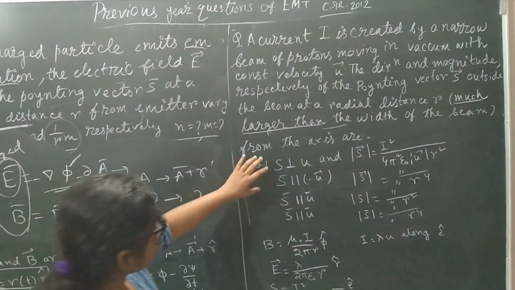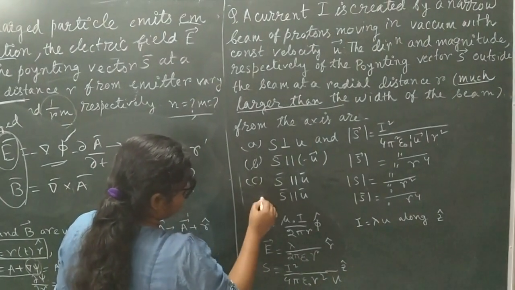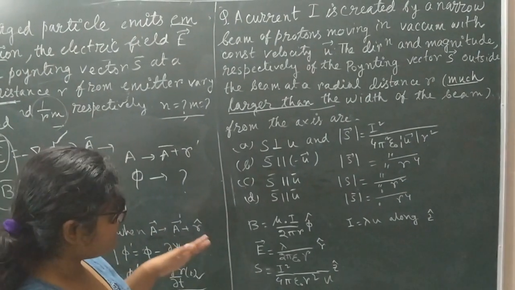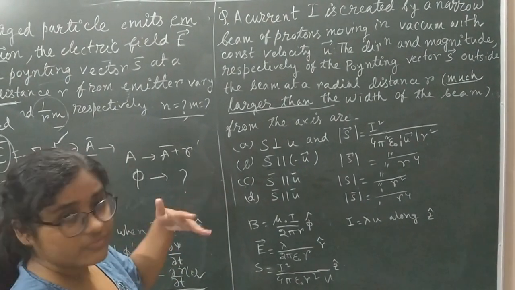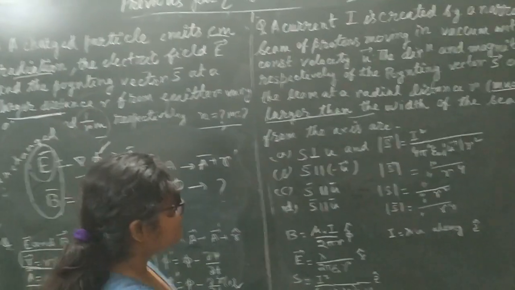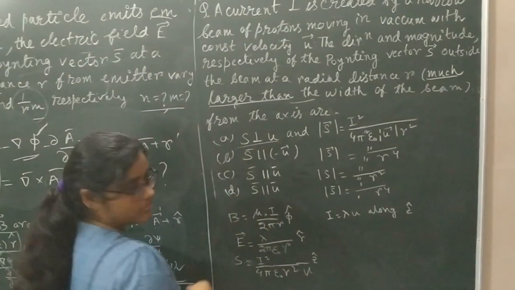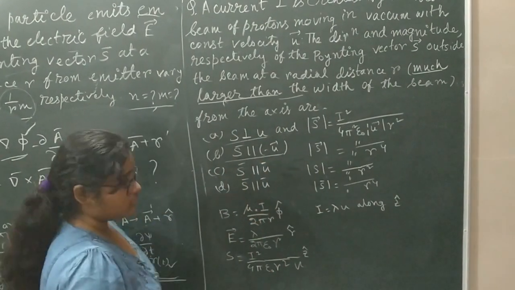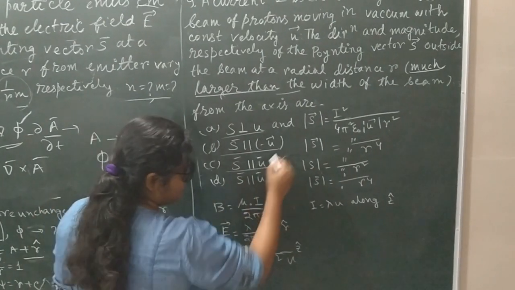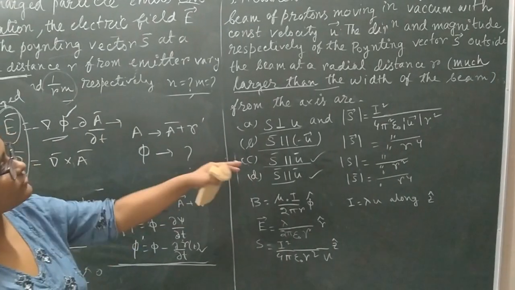Okay, so here you can understand, looking at the options, that as we have already told you, the Poynting vector is along the propagation of the current and along the velocity of the charge, and the Poynting vector is proportional to 1 by r square. So look at the options. Here the Poynting vector is perpendicular to u, so it cannot be true. Poynting vector is parallel to minus u, it is also not true, not opposite. Poynting vector is parallel to u, this may be right, because the Poynting vector is parallel to the velocity of the current.